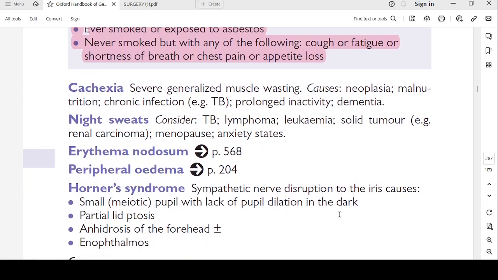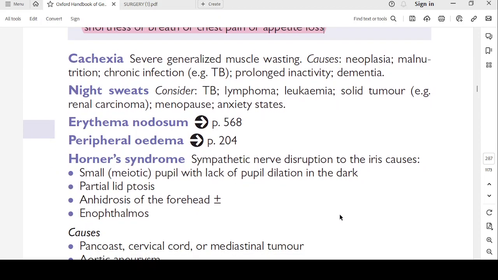Cachexia. Severe generalized muscle wasting. Causes are neoplasia, malnutrition, chronic infection like TB, prolonged inactivity, and dementia. Night sweats. Consider tuberculosis, lymphoma, leukemia, solid tumor. Examples are renal carcinoma, menopause or anxiety states.